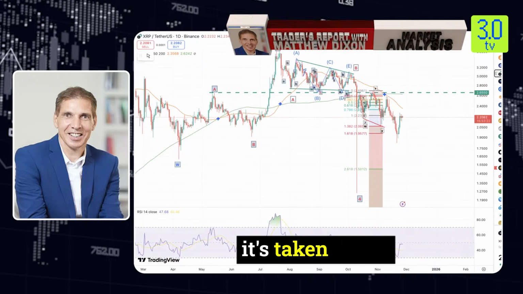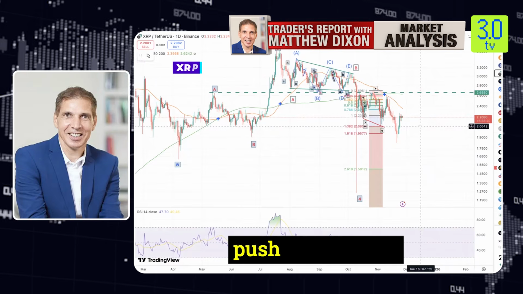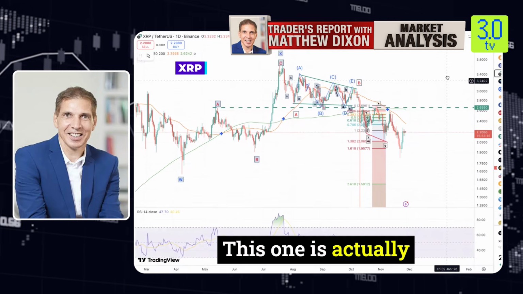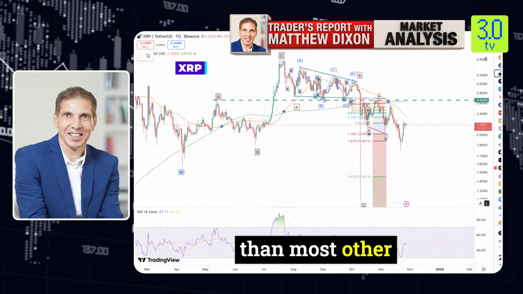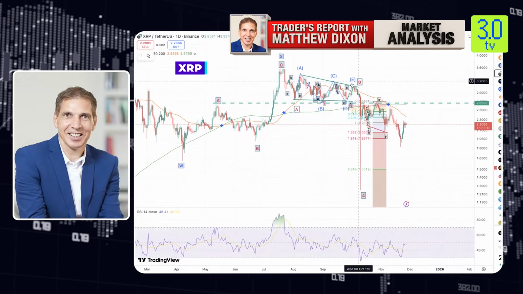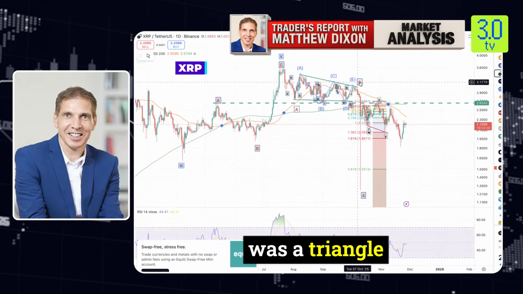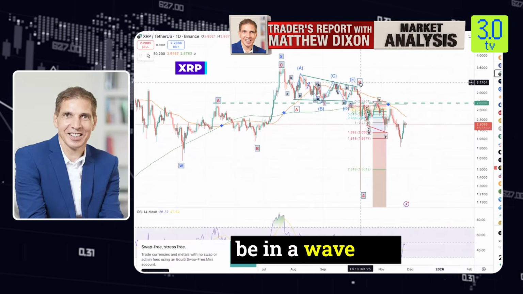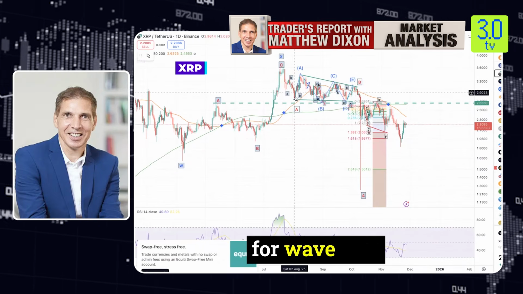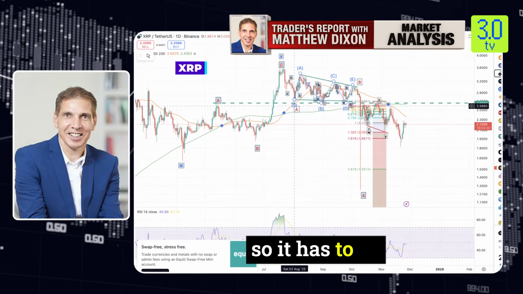XRP, it's taken a nice little bit of a push higher once again following this corrective move down. This one is actually one that gives me more confidence than most other tokens in the market, because I do believe this wave B here, I do believe this was a triangle. A triangle cannot be in a wave 2 position. So it's either wave 4, and it's too early for wave 4. So it has to be a wave B.